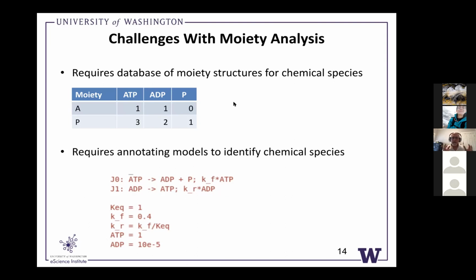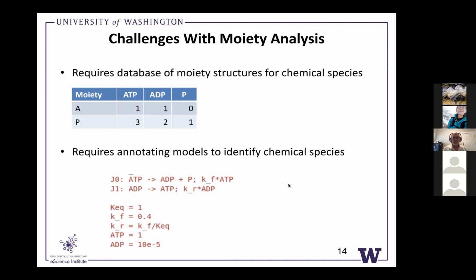Many people will write their models and actually use names of molecules that represent their moiety structure. I did an analysis of BioModels, and I think on the order of 10 to 15% of the models, people would write it down in terms of a moiety structure. So it's useful, but probably not the dominant way to do it.